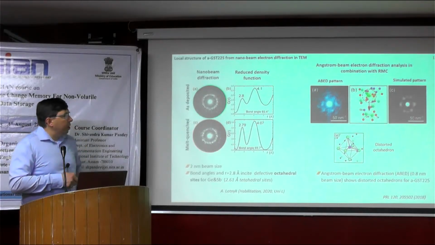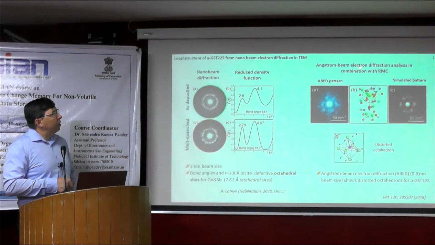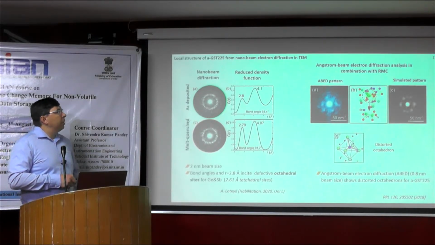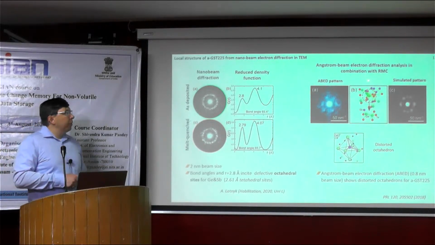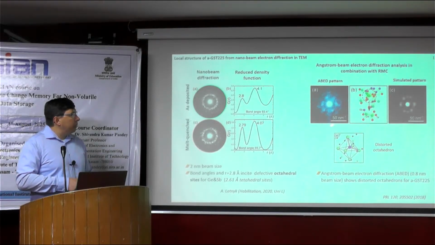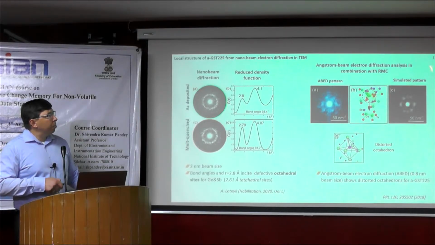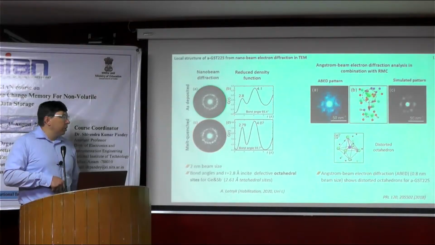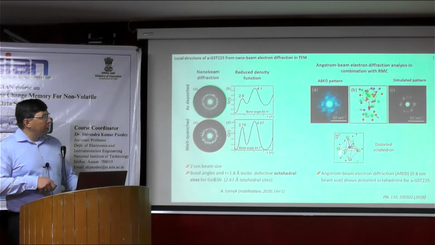But in another publication, using angstrom beam electron diffraction, they used a really angstrom-size beam, very small, and they combined it with Monte Carlo simulations. So this is the experimental electron diffraction pattern, and there is a simulated pattern from this structure. And they also confirmed that the structural motif of the amorphous material is a distorted octahedron.